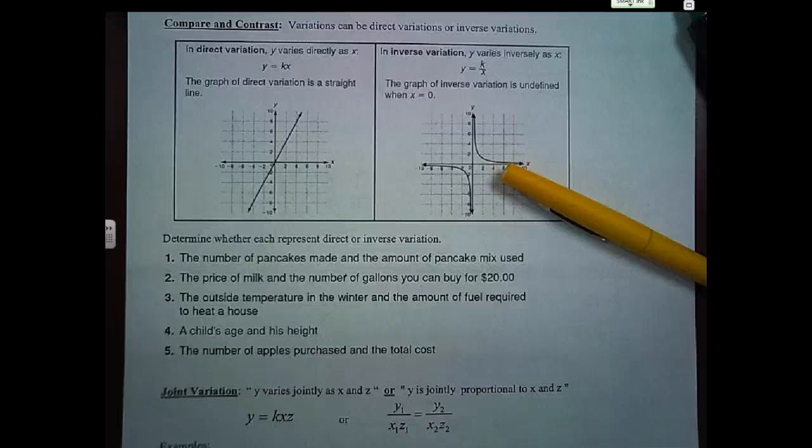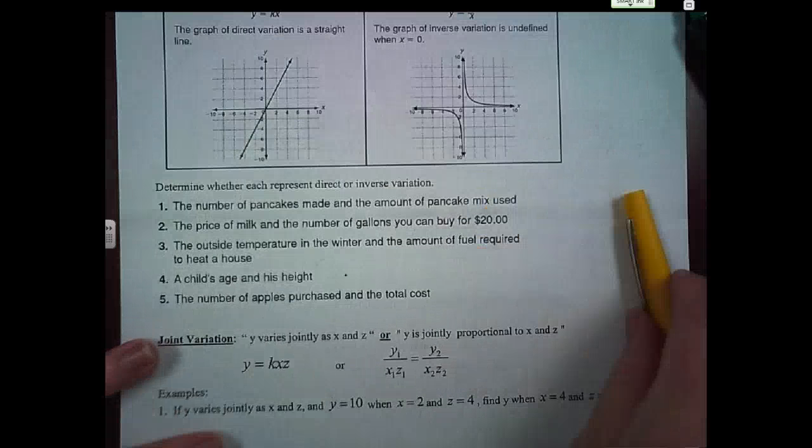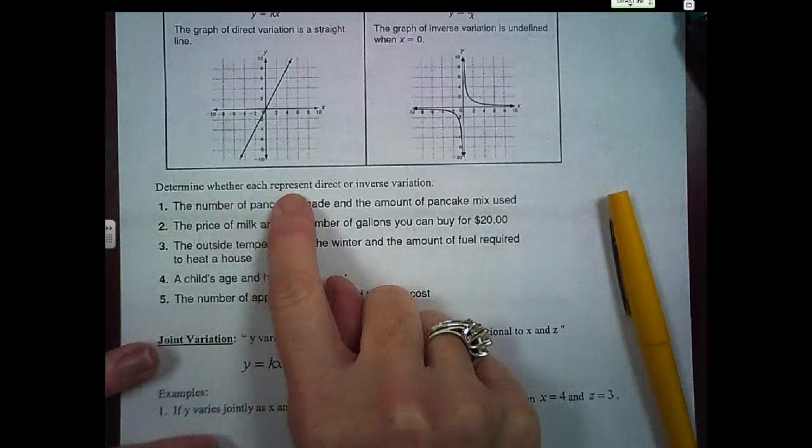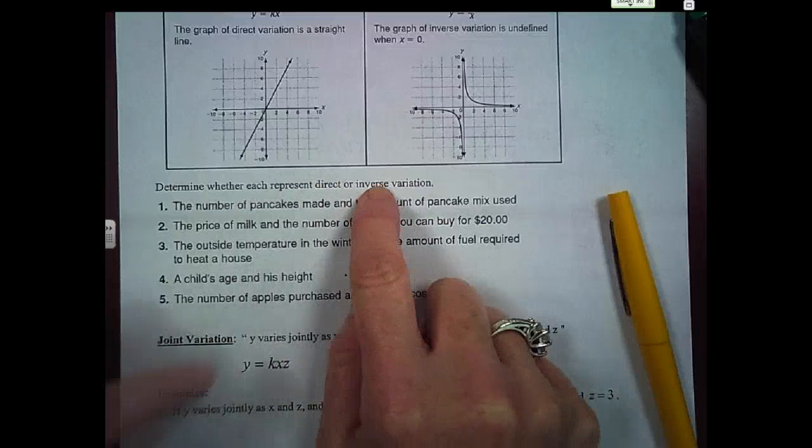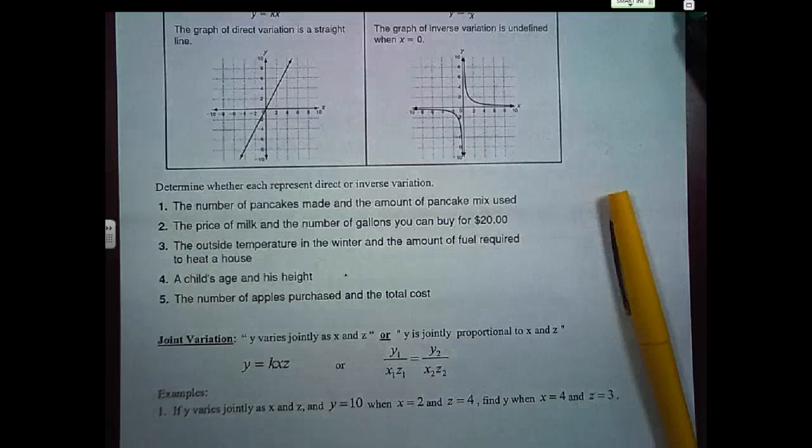Now, let's ask a question then of this. Determine if each represents direct or inverse. So what I like to say for these kind of problems is I ask myself every time, as the first thing goes up, what happens to the other? Okay? If you'll just say that to yourself every time, these are easy.